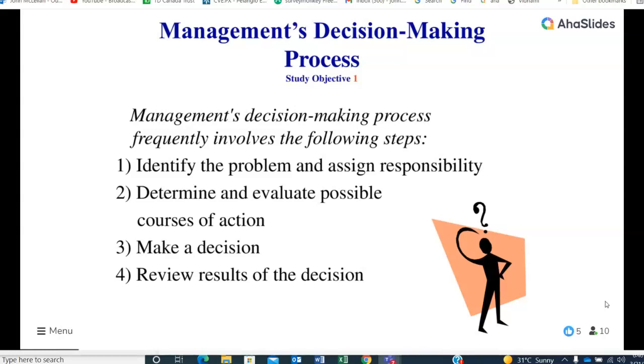So the decision-making process involves a few steps. One, and it's very important, is to make sure you identify the problem properly. Now, if you have a problem, that means you are faced with alternatives, different ways of solving that problem. And so the second step is to determine what those courses of action are and to evaluate them. The incremental analysis tool helps you evaluate the different courses of action. Then you make a decision, and then you review the results of your decision. So those are the basic steps in decision making.